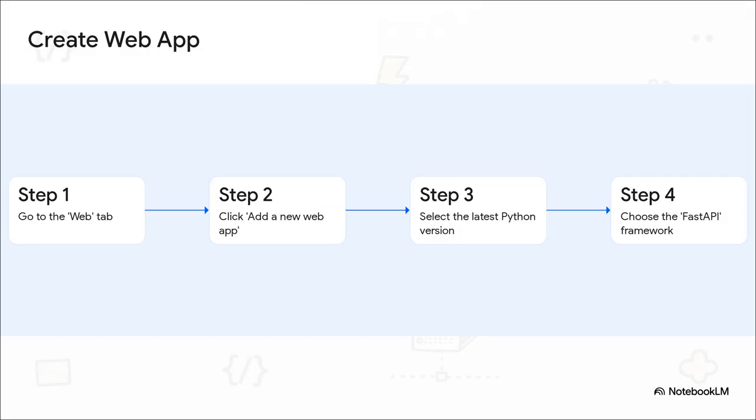So once you're in, you'll see your dashboard. Just cruise on over to the Web tab and click Add a new web app. Python Anywhere makes this part so easy. It lets you pick your Python version and then gives you a list of frameworks. Go ahead and select FastAPI. It sets up a really helpful template for you right out of the box.